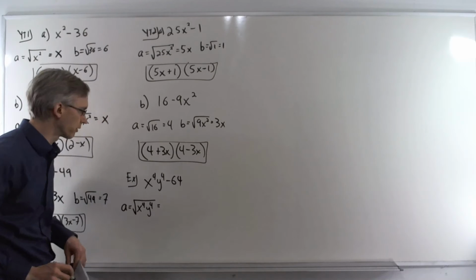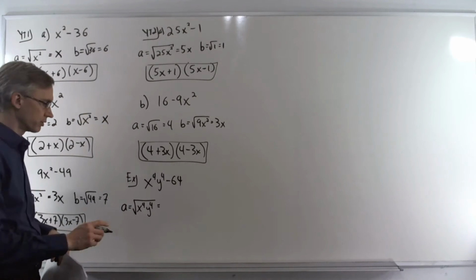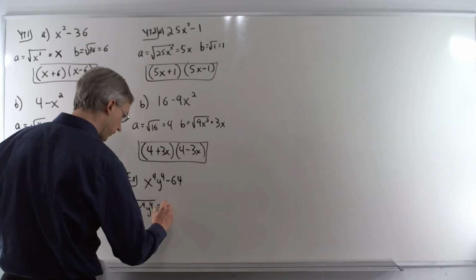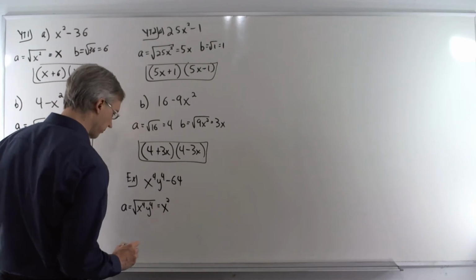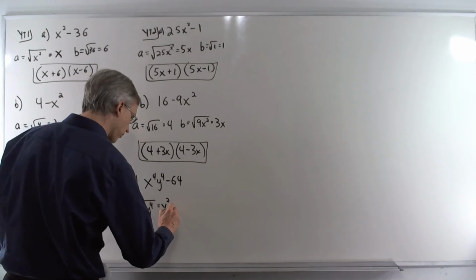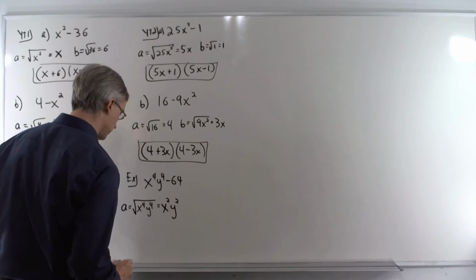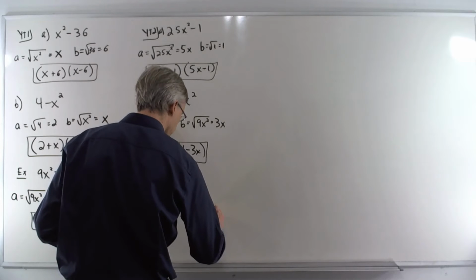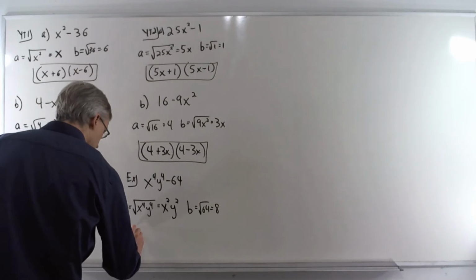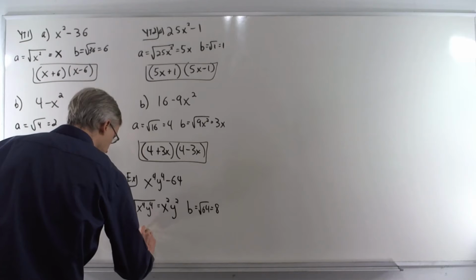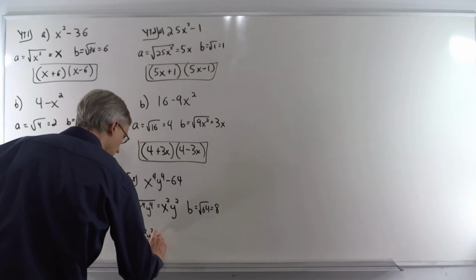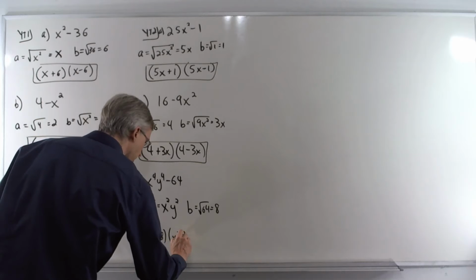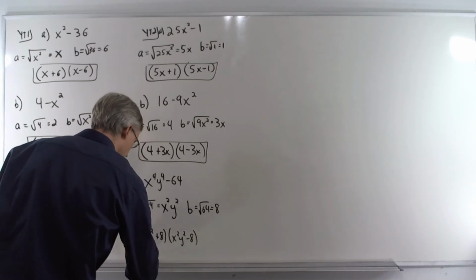Now, when taking the square root of something with multiple variables, we'll just do each variable separately. So it's the square root of x to the fourth, divide that exponent by 2, and you get x squared. Same deal for y to the fourth, that turns into y squared. Then b, the square root of 64, which is 8. So plugging into the formula, we get x squared y squared plus 8, times x squared y squared minus 8.